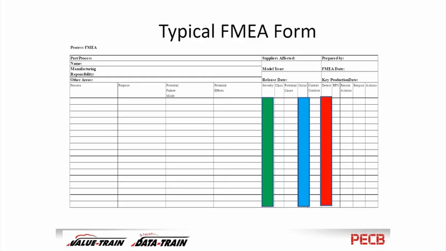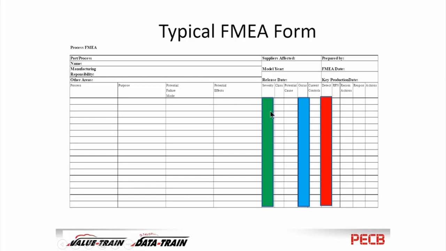I'm showing you now a form. Forms aren't very exciting, but I just want to use this to point out a few things. So on the left are the processes that we're working on. The purpose of the process, remember, might be a light bulb. Purpose is to make light. A potential failure mode would be filament breaks. Potential effects, no light.